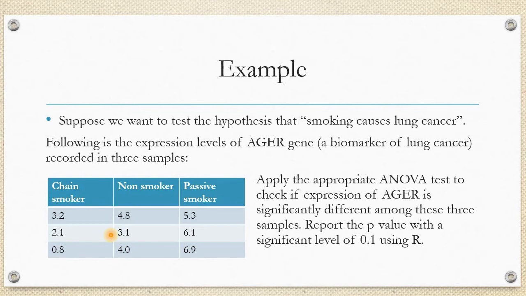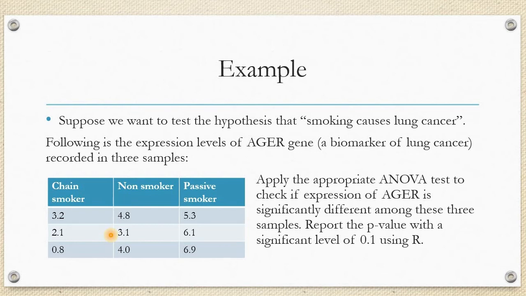And I have taken expression levels of a gene called Agar gene, which is a biomarker established for lung cancer, and with this expression level I can check whether it is altered in the three groups or not. So I have taken a significance level of 0.1, that is a confidence of 90%, and now I am to test what my p-value is.